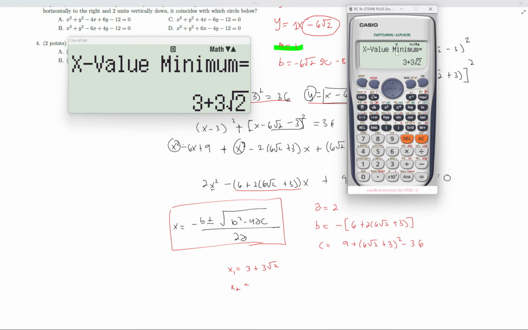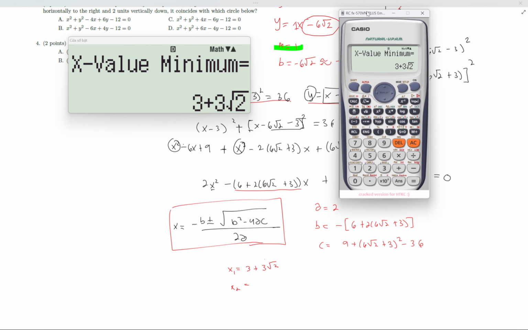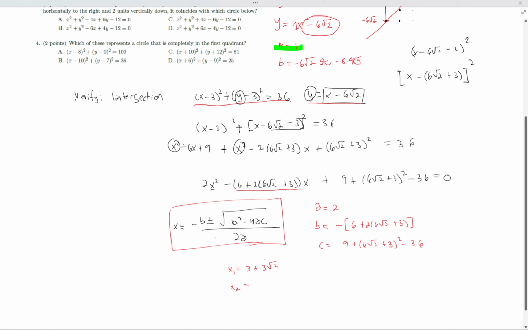Notice this doesn't give a value of x2 or another x. In this case, it just says x value minimum, or the minimum value for x. In this case, we don't have any more values. The usual case here is that we get two values for x. In this case, it doesn't give us any more other than the first one. So it means that the second one must be equal to the first one. Now, what does this mean?